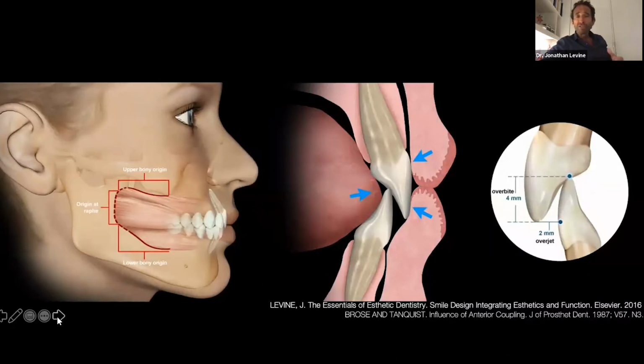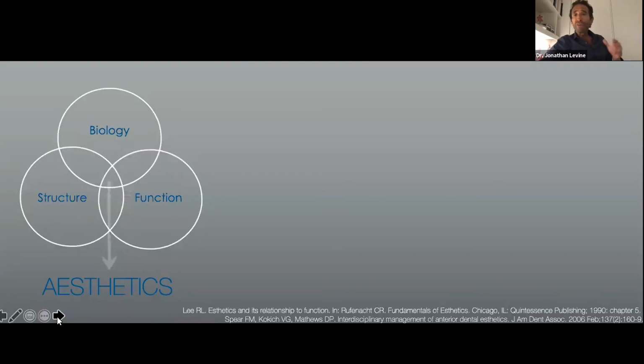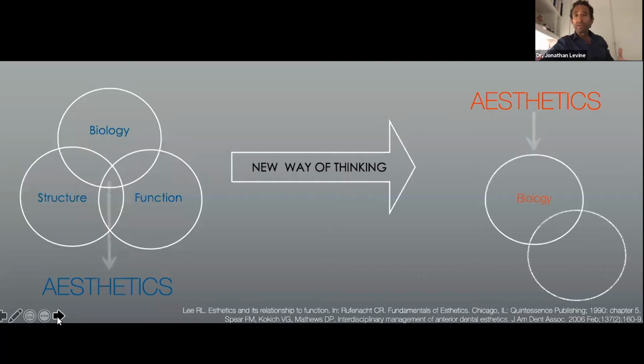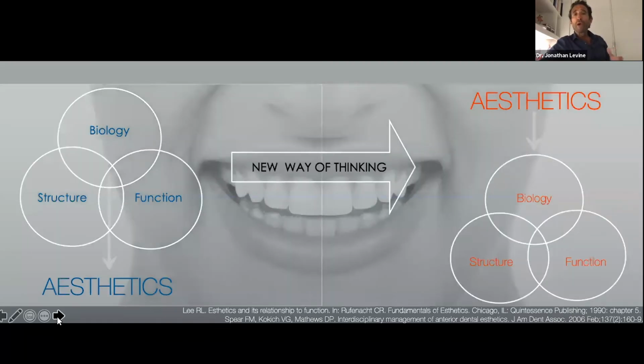Of course, the position of those teeth in the neutral zone of the lips and how the lips get supported by proper incisal ledge position, we're definitely going to be talking about throughout the next 35 minutes. So structure, function, biology in dental school, and when I went to dental school, that's what we learned. But there's a new way of thinking, and the new way of thinking is that structure, function, and biology is preceded by aesthetics.